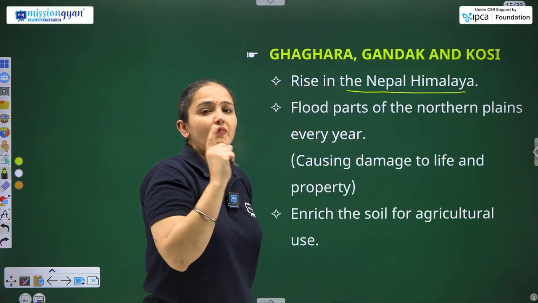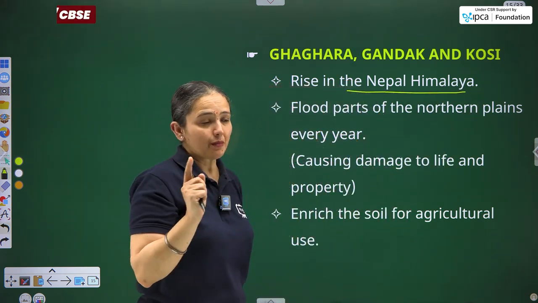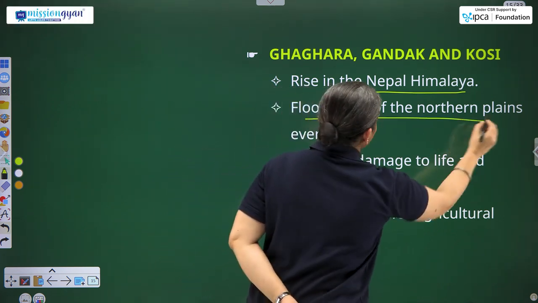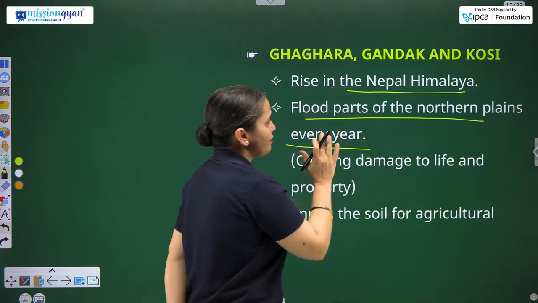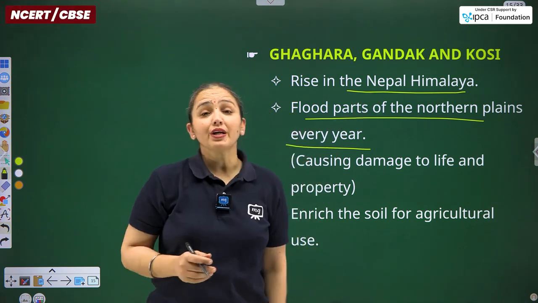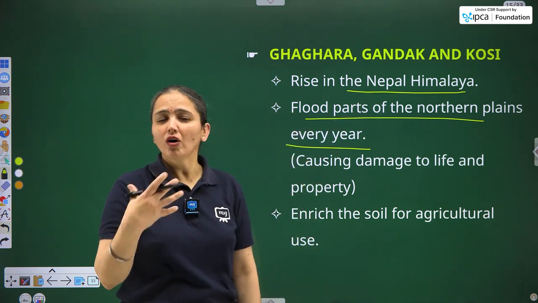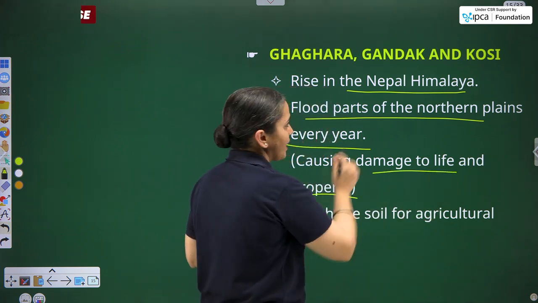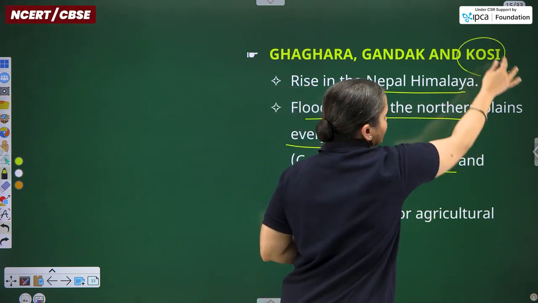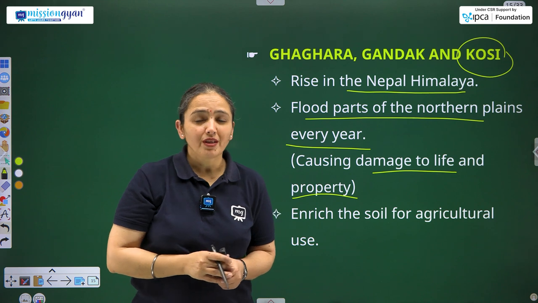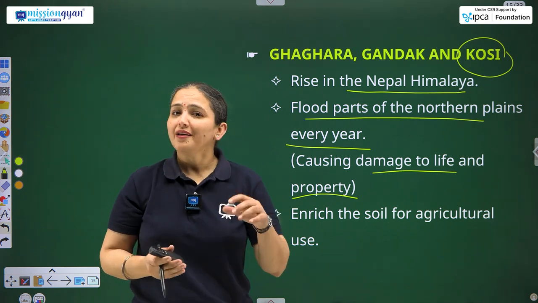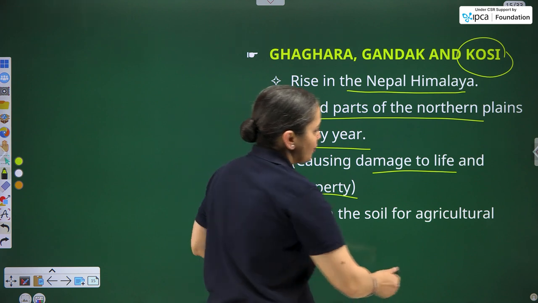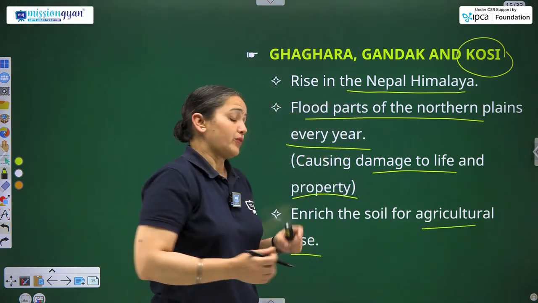If you remember, the region-wise division was also there of Himalayas. So they originate from the Nepal Himalayas. Flood parts of the northern plains every year. So these rivers do bring floods to the northern plains almost every year, causing damage to life and property. I have already given the example of Kosi Nadi, curse of Bihar, because it brings huge floods in Bihar almost every year, and enrich the soil for agricultural use.